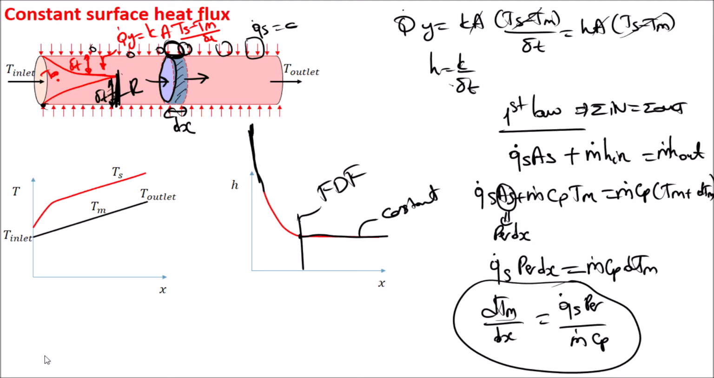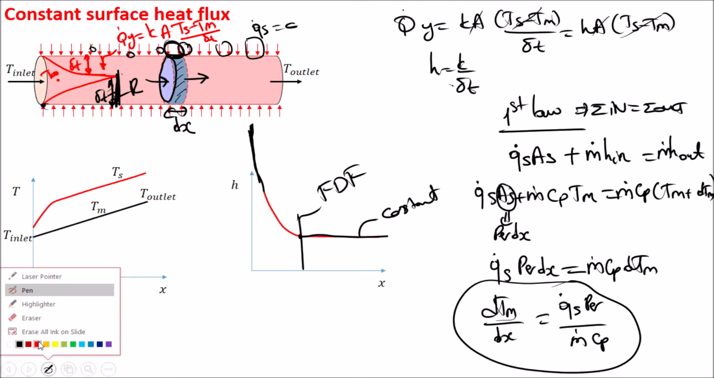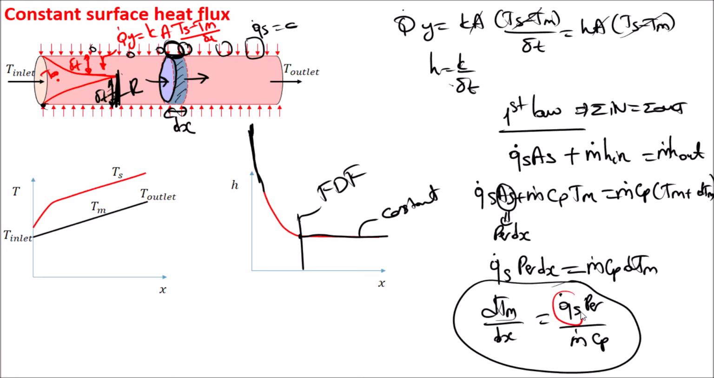We know that q dot s is constant, because it is constant surface heat flux. Perimeter is constant, m dot is constant, cp is constant, therefore this one is constant. If the derivative of some quantity with respect to x is constant, then it means that it is linear. So Tm changes linearly along the pipe from the beginning till the end. T inlet is here, T outlet is here, and you have the linear change.